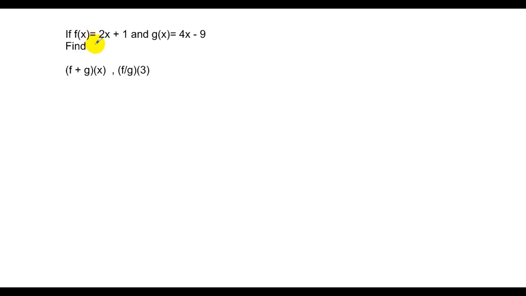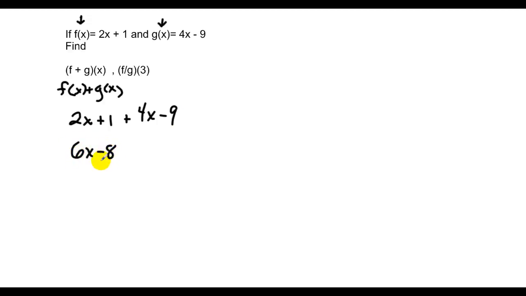Now in this example, we have actually two functions, one f of x and the other g of x. And we're asked to do a couple of different things. One is to take f plus g of x, which is basically letting x equal x and then adding the two functions. So if we add f and g, another way to say this is f of x plus g of x, then we get the value of 2x plus 1 added to 4x minus 9. We can add like terms, giving us 6x minus 8.